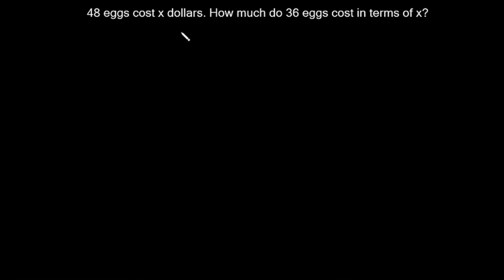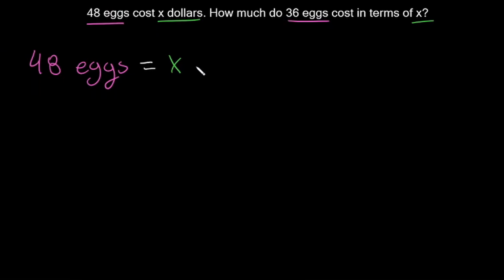48 eggs cost X dollars. How much do 36 eggs cost in terms of X? So here we have a variable. So we're going to have a variable in our conversion factor. So let's use pink for eggs, and then let's put dollars in green. So our conversion factor is going to be 48 eggs, and we see that is going to be equal to X dollars.